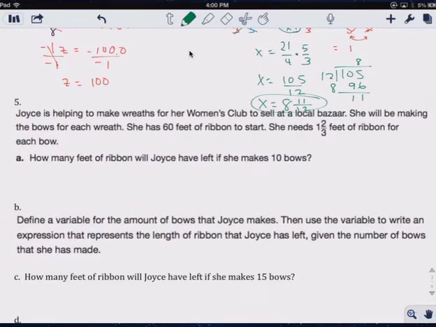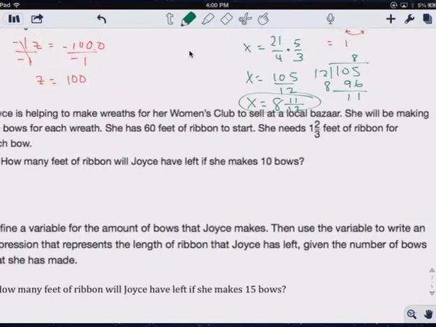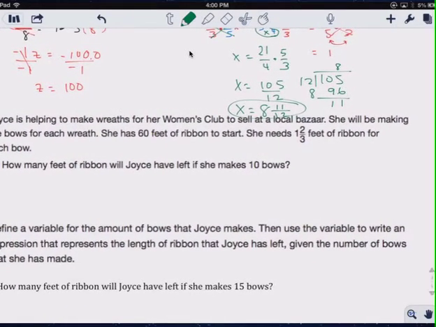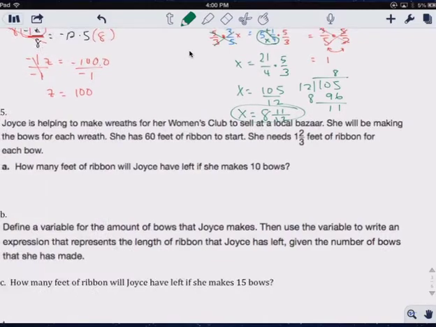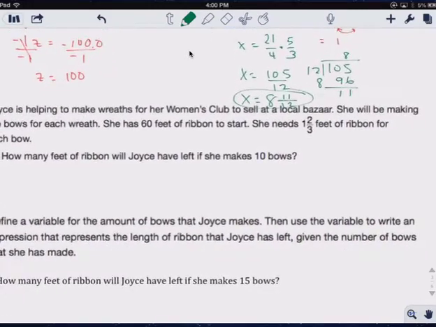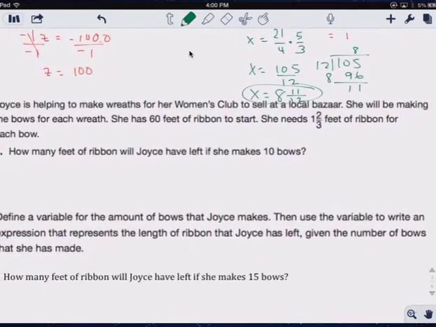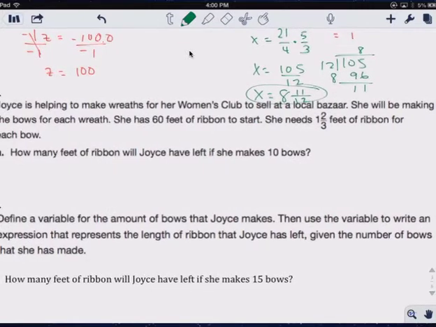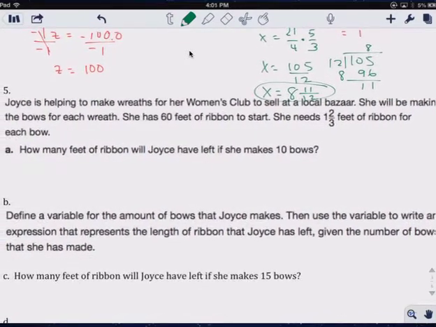Joyce is helping to make wreaths for her women's club to sell at the local bazaar. She will be making the bows for each wreath. She has 60 feet of ribbon to start. She needs 1 and 2/3 feet of ribbon for each bow. How many feet of ribbon will Joyce have left?